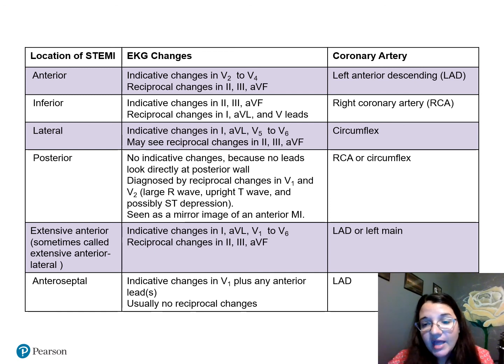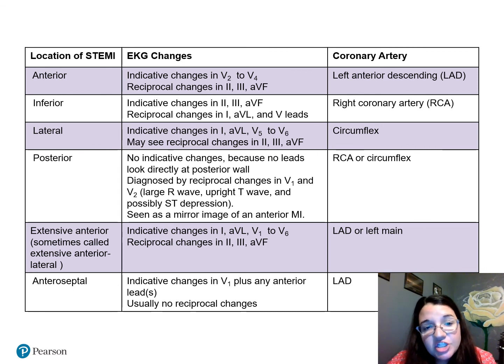I want you to remember that term mirror image. If you see mirror image, just automatically think posterior wall, right? Because we're looking through the anterior wall. We have to turn it upside down. When you look in the mirror, everything's backwards, right? Same thing here. So if you read on your national certification, or if you hear somebody talking about a mirror image, we're talking about the posterior wall because it is seen through the anterior wall. It is fed by the RCA or the circumflex.